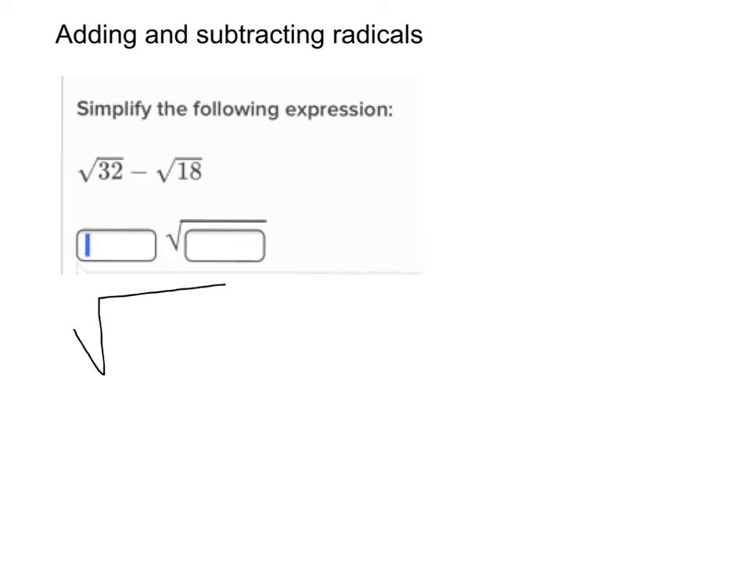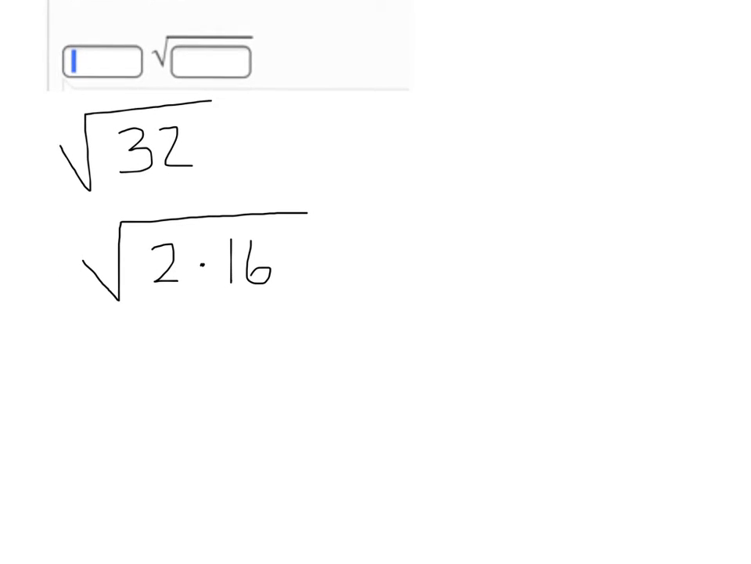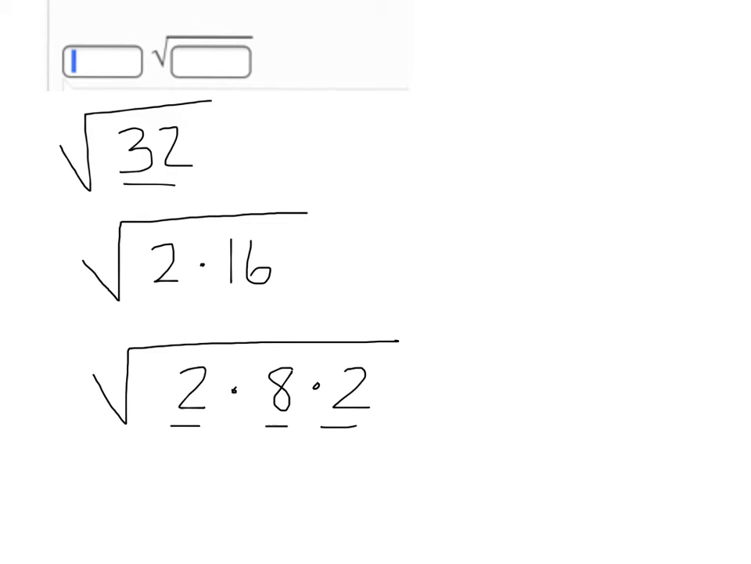So I've got square root of 32, and I want to break it down. Well, what times what's 32? Well, there's a lot of things, but obviously I can see that 2 goes into it, so I'm going to write it as 2 times 16. And then what times what is 16? Well, 2 times 8. So I'm going to write it as the square root of 2 times 8 times 2, right? So 2 times 8 times 2 will give me 32.